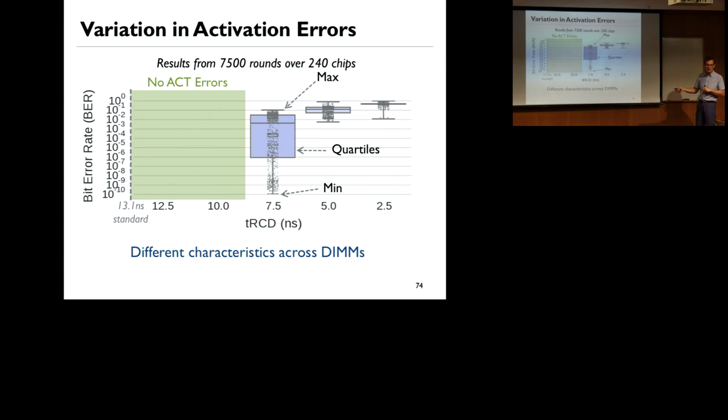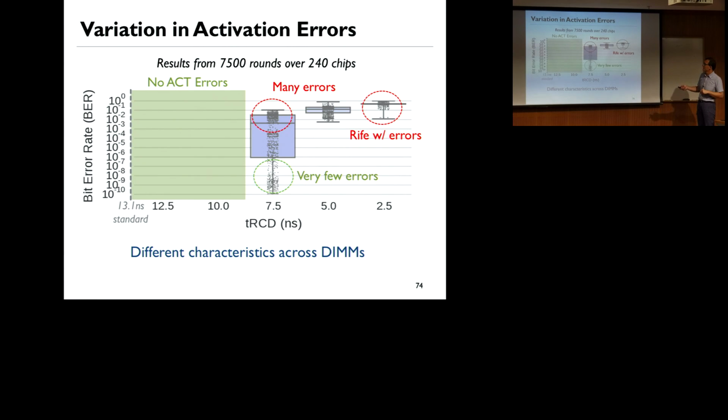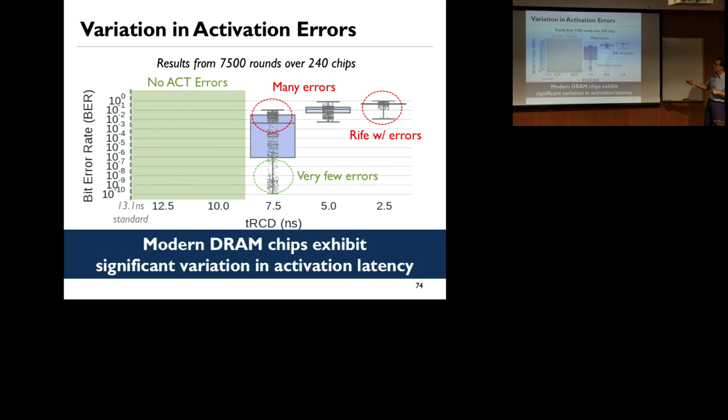I've shown you this earlier, but I just wanted to show it again. There are different characteristics across different DIMMs, a very wide variance at 7.5 nanoseconds. Some of them have very few errors, some of them have many errors. And as you reduce the latency a lot, it's rife with errors.